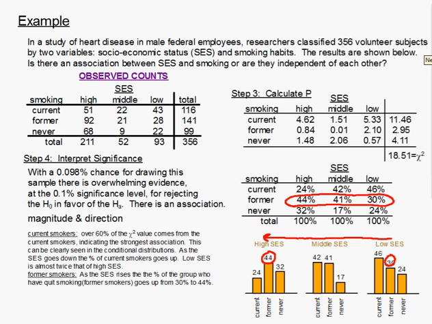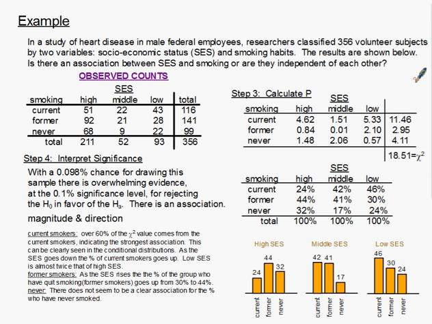Now let's look at never smokers. If we look at these numbers, it goes down, then back up. There doesn't seem to be a clear association for the percent who have never smoked. So there's our full interpretation of significance, with the detail of what's contributing to that association the most.